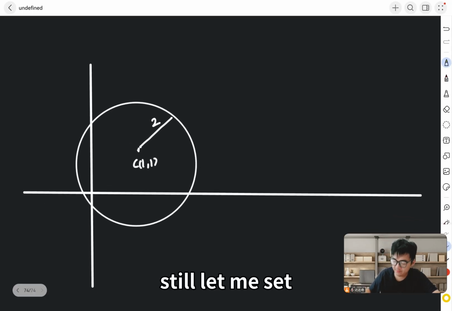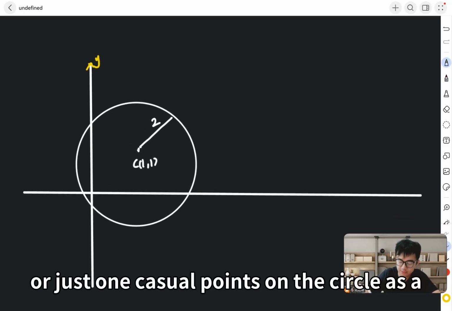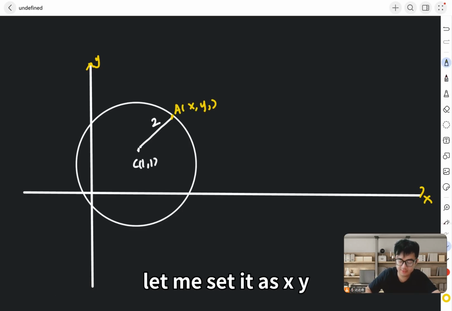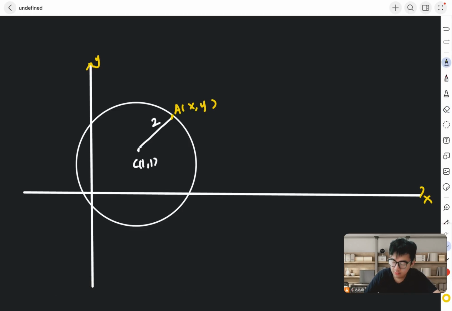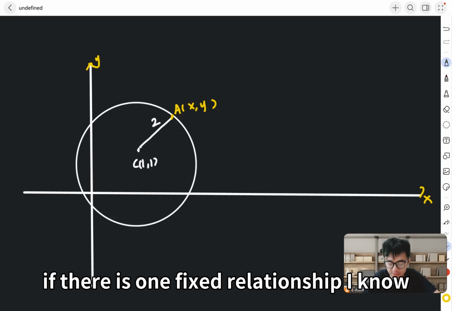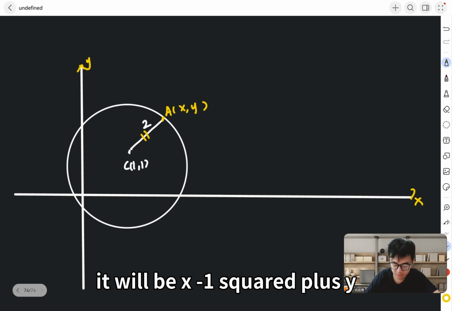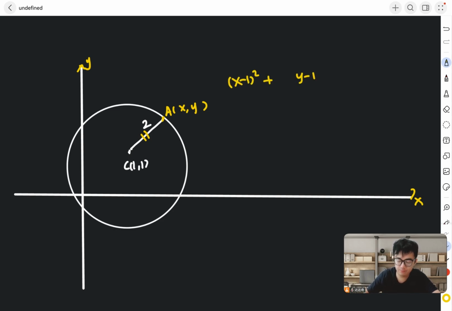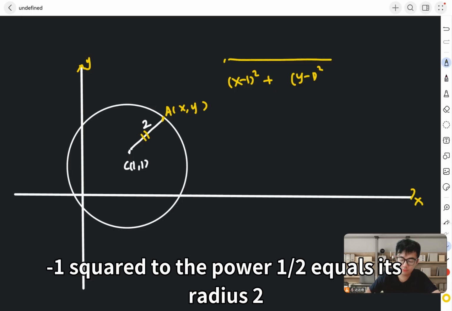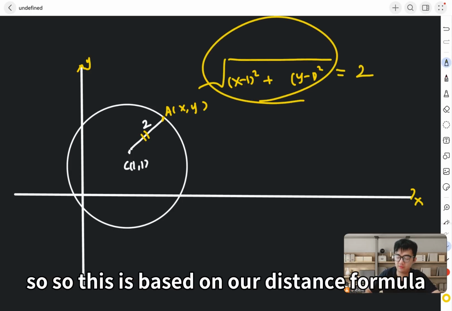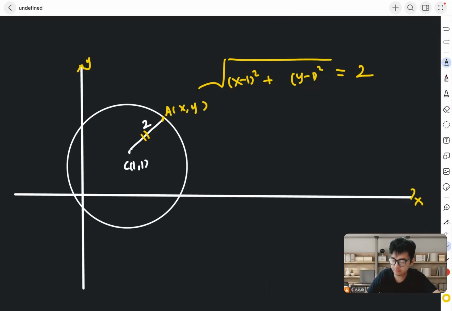Let me set any point, just one casual point on the circle, as A. Its coordinates, let me set as (x, y). There is one fixed relationship I know, which is its distance. Let me express it. It will be (x minus 1) squared plus (y minus 1) squared, all to the power 1/2, equals its radius 2. This is based on our distance formula.